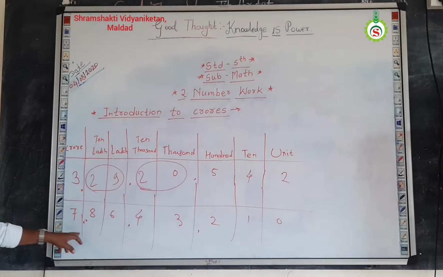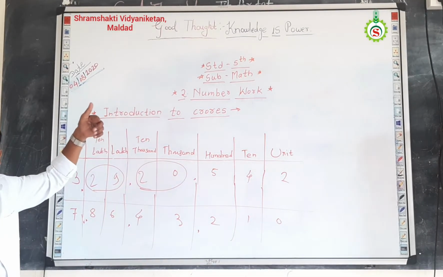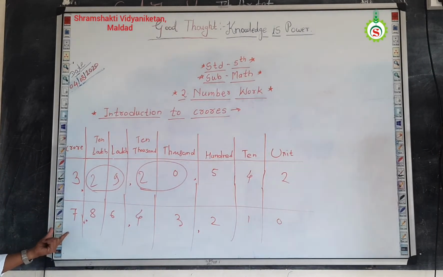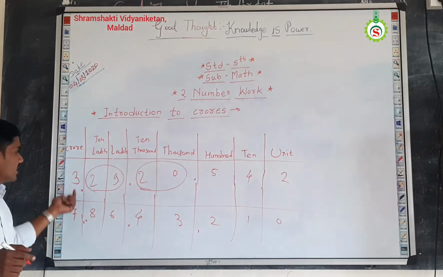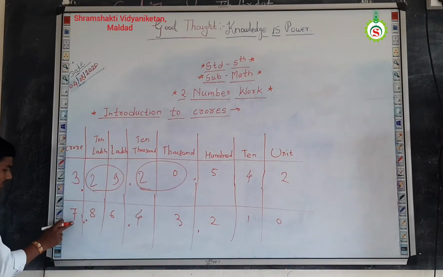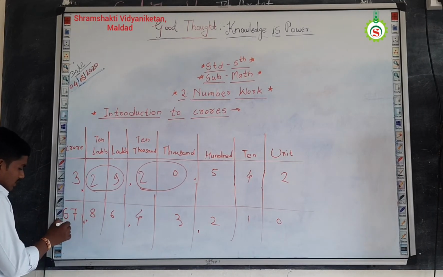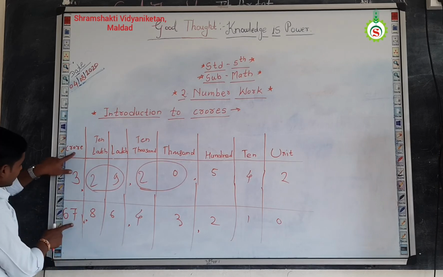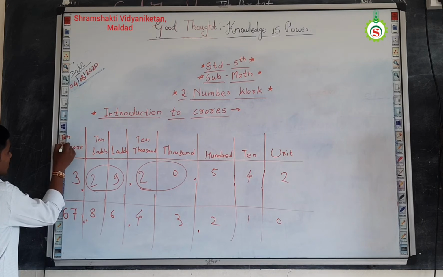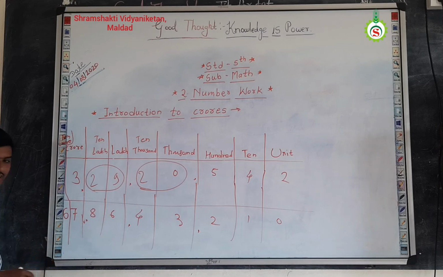I can also write that number in words. That is the introduction to the crores. That means if there are 8 digits, then the leading digit is present at the place of crores. Now if I want to add one more digit, then after the crore there will be the ten crores.